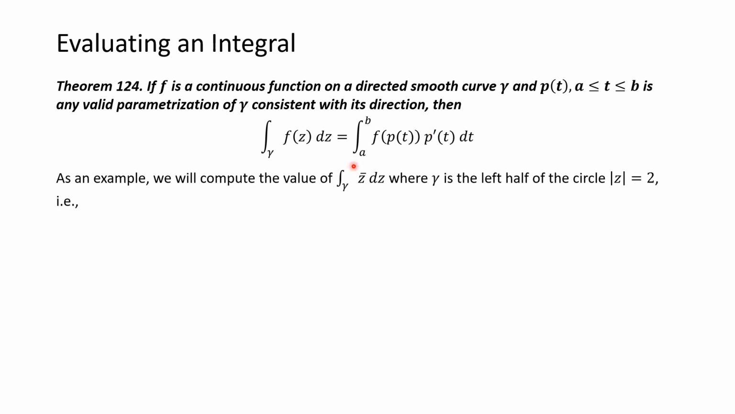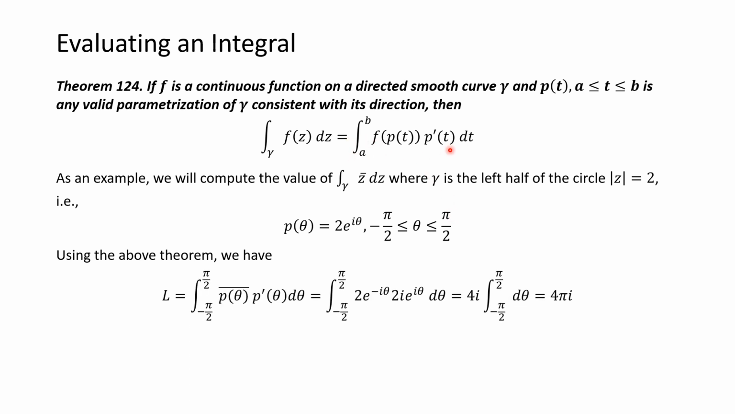So let's look at an example. Let's take the integral over gamma of the conjugate of z, where gamma is the left half of a circle of radius 2. And we'll have this parameterization of our circle: 2 for the radius, e to the i theta, and theta going between minus pi over 2 and pi over 2.